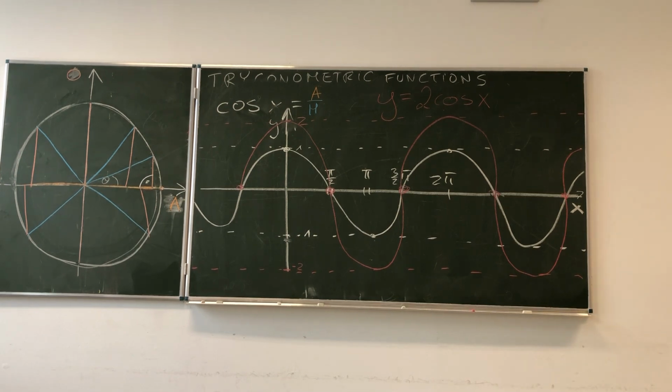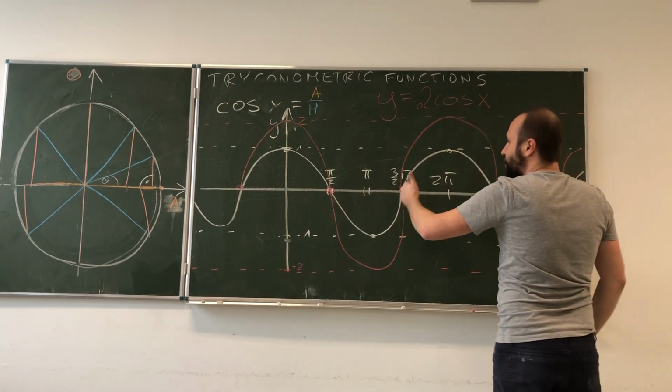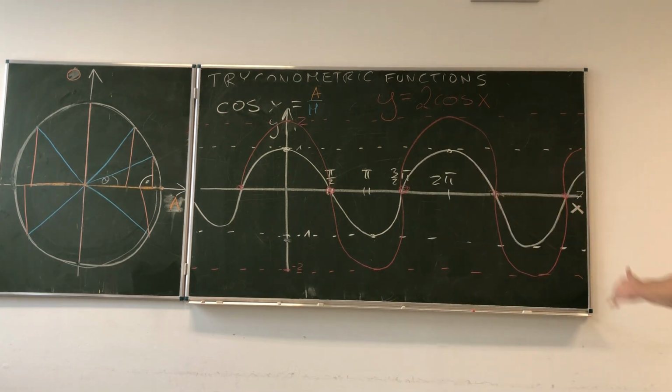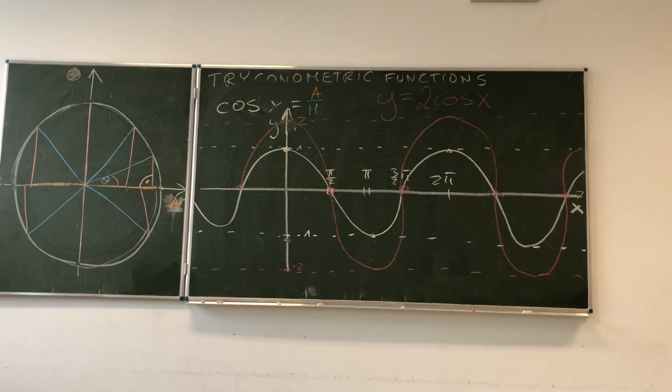Okay, I hope you can see that the function just got taller. It has the same periodicity because we still go through all appropriate points at the same time, but now it takes bigger or lower values depending on whether we are on the positive or negative side of the x axis.